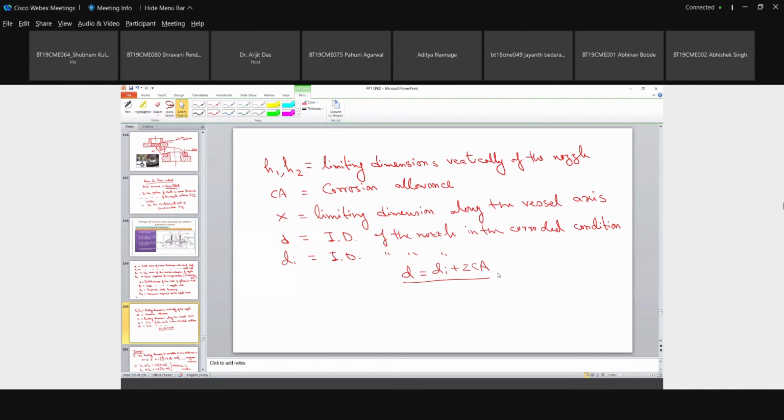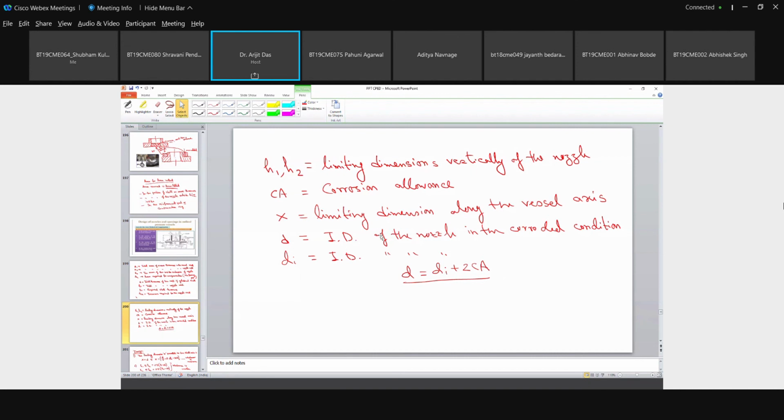You just see the figure and tally it. Corroded condition means corrosion allowance is not considered, and the internal diameter of the nozzle DI takes the corrosion allowance. So D equal to DI plus 2CA, because we are giving the corrosion allowance on both sides.